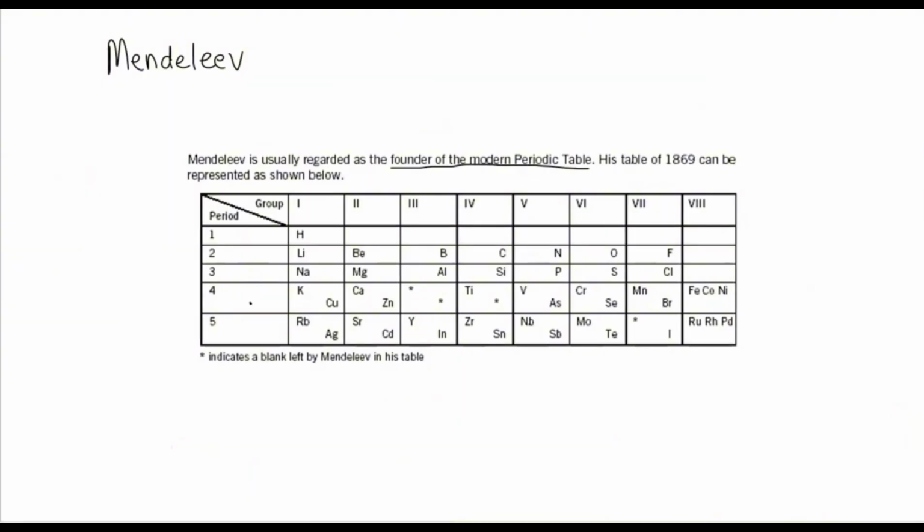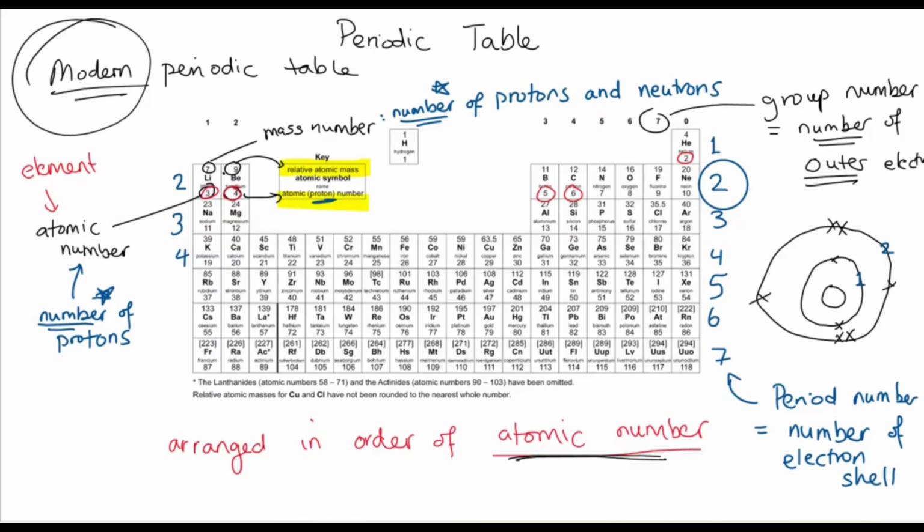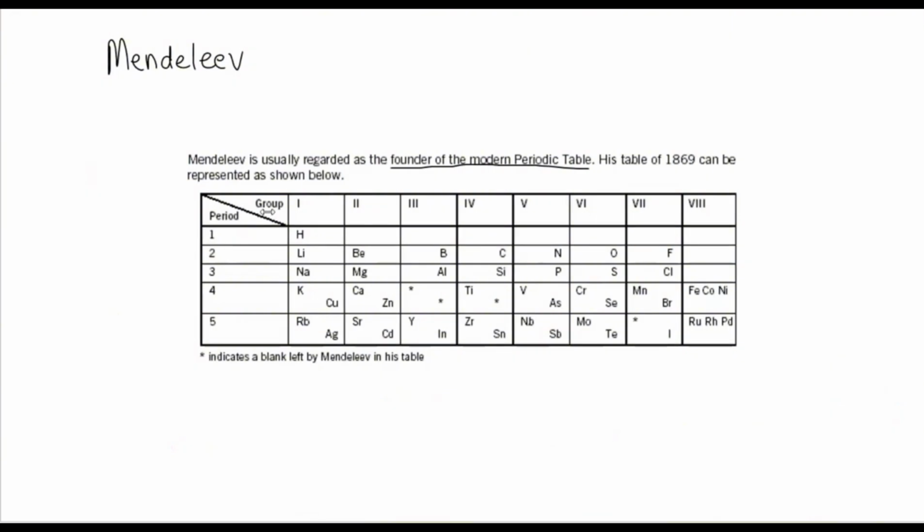Now, his periodic table looks slightly different to what we have currently, right? Currently, we have the group numbers very clearly indicated at the top. We've got periods at the sides, and we've also got the relative atomic mass and the proton number, atomic number, both written on the periodic table. In the older version, we have the group number, we have the period number, but we don't have any atomic number or any mass number written on the periodic table.